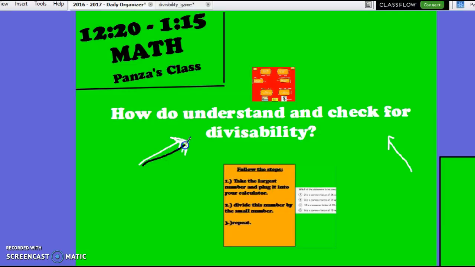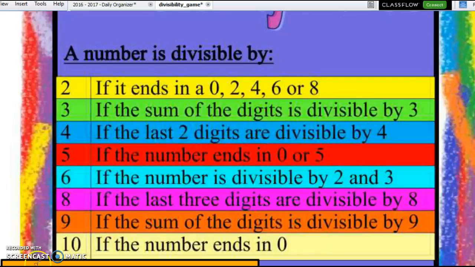How do we understand divisibility and how do we check for divisibility? There are two strategies that we've been talking about and teaching the students here at school. Let me show you them now. The first strategy is knowing what are called divisibility rules.